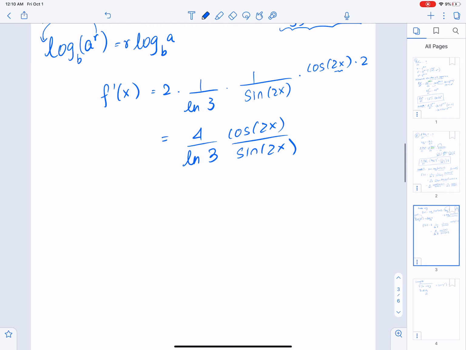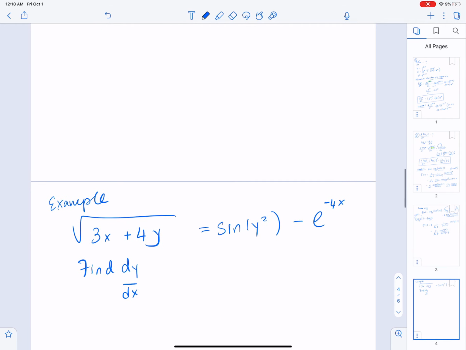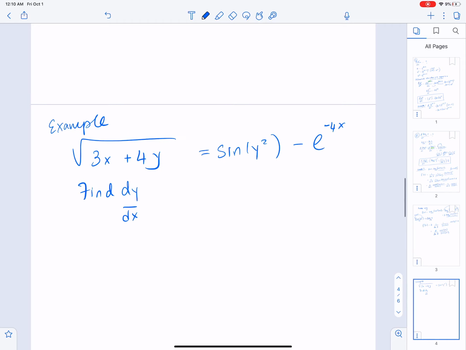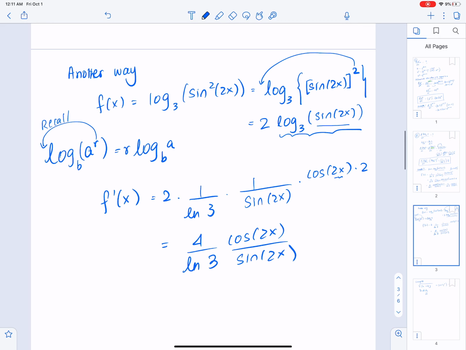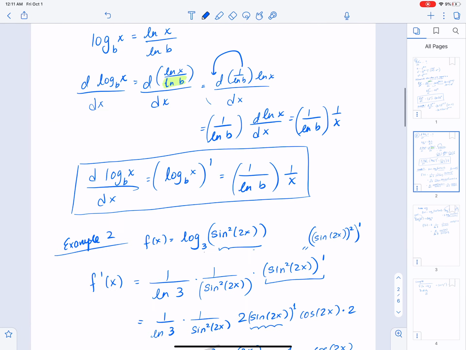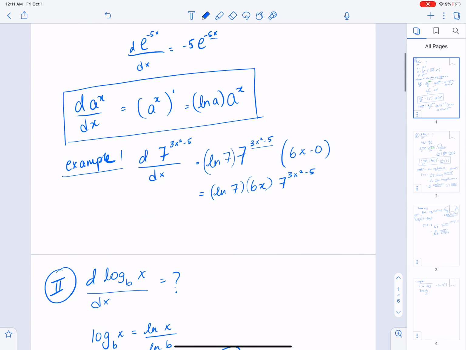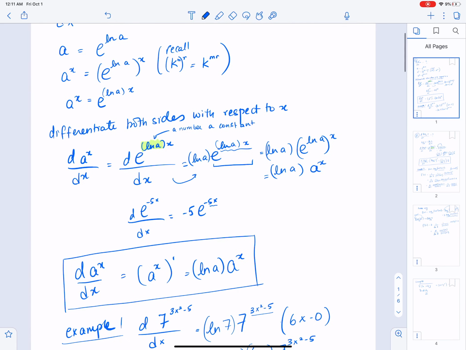Now, let's look at a couple of examples on implicit differentiation. But for that, I'll make a separate video so it's not too long to post. So this was just log base b of x and a to the x, derivations of the derivatives and a couple examples.